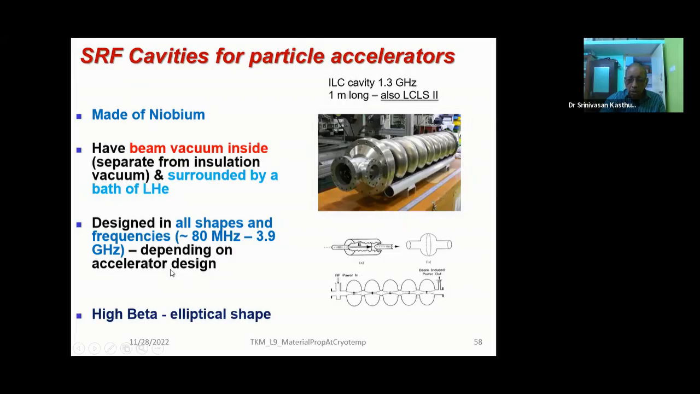These are special cavities for particle accelerators. They are made of niobium, so they have the beam vacuum inside. It should be separate from the insulation vacuum, and it is surrounded by a bath of liquid helium. It is designed for all shapes and various frequencies, such as 80 megahertz. Typically, it looks like a bulb. It has a shape like this, you can see. And it has a high beta elliptical shape.